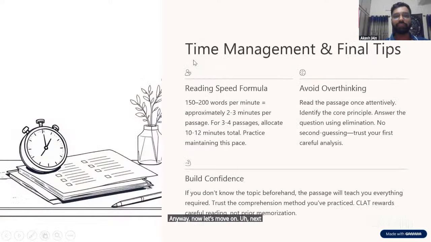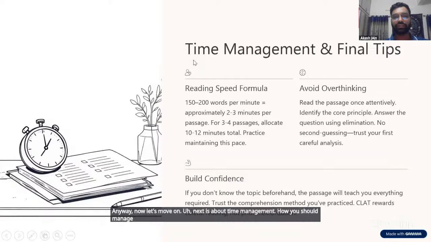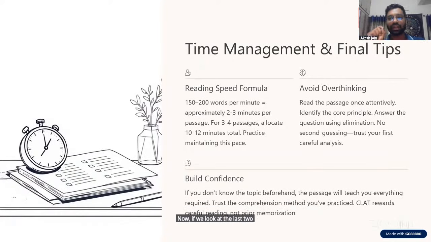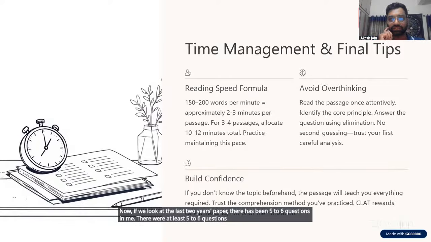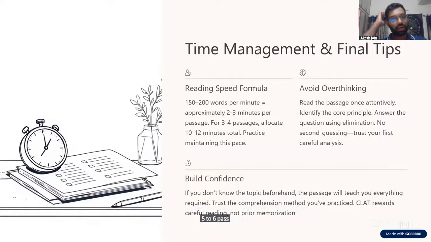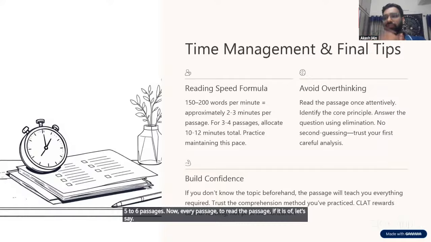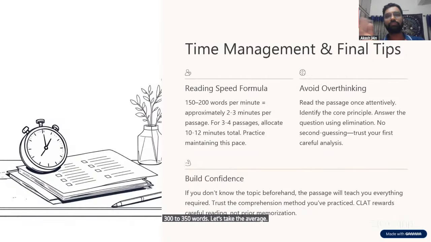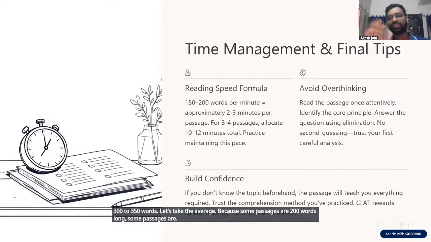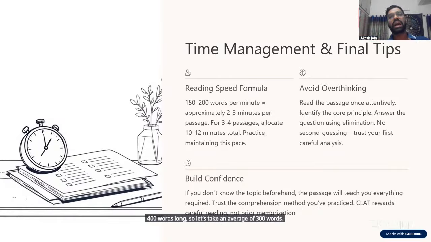Next is about time management. How you should manage time when you're dealing with the legal reasoning section, and how much time you should ideally spend. Now, if we look at the last 2 years paper, there have been at least 5 to 6 passages in the legal reasoning section. Now, to read every passage, let's take an average of 300 words, because some passages are 200 words long, some are 400 words long. At max, you should take 2 minutes to read the passage.